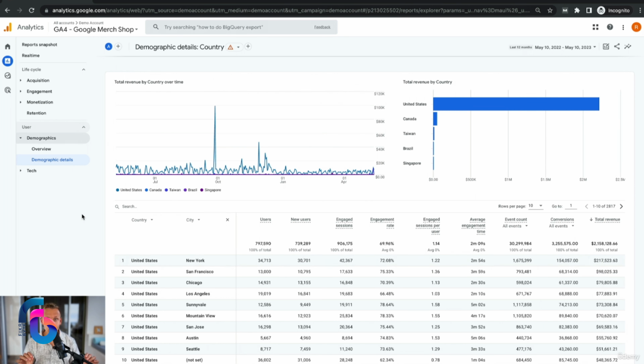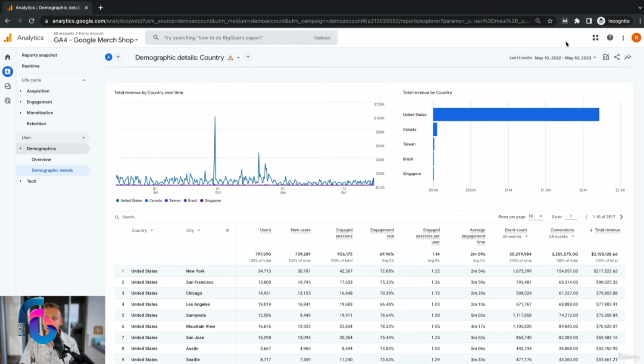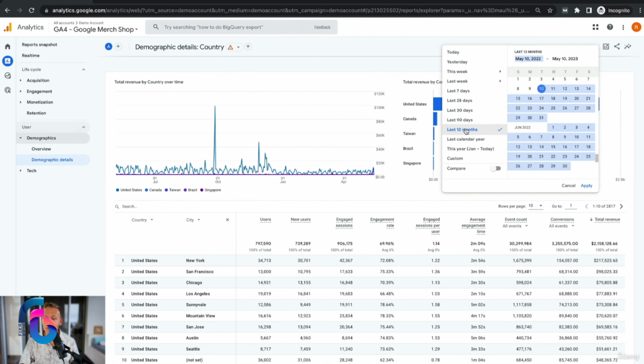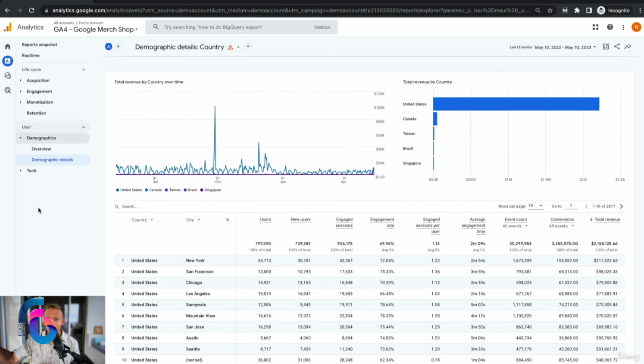So again, it's super important that when you look at the data, you start off at 28 days, get a nice overview, find the high quality traffic from the low quality traffic, then move up to the date range, put it to 12 months and get a big picture view, dissect that data, and then make your plan.